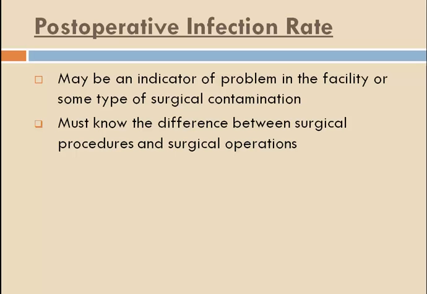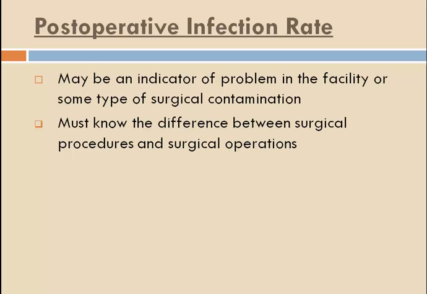A surgical operation involves one or more surgical procedures performed on one patient at one time using one approach to achieve a common purpose. An example of an operation would be the resection of the intestine and the liver in a cancer patient. This involves two separate procedures, but is considered one operation because it involves only one operative approach or incision. So you can read through the differences there.